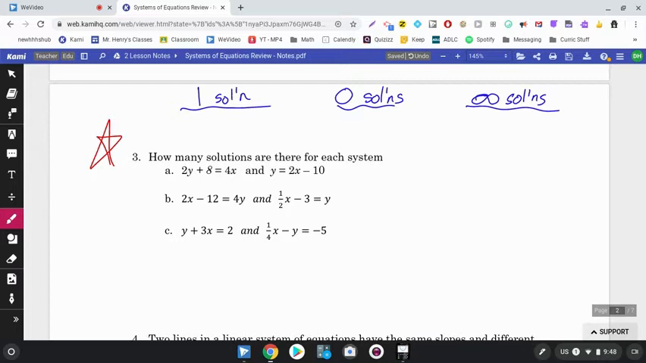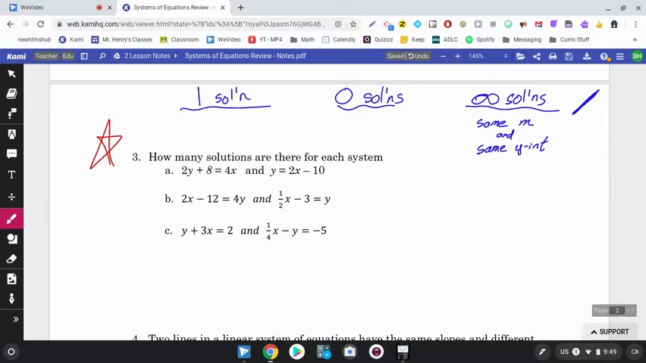Well, the situations where that happens, I'll start with infinite solutions. That's when I have the same line. It's one line and then that same line right over top of it. So that happens when I have the same slope and the same y-intercept. My slope is exactly the same and my y-intercept is the same.